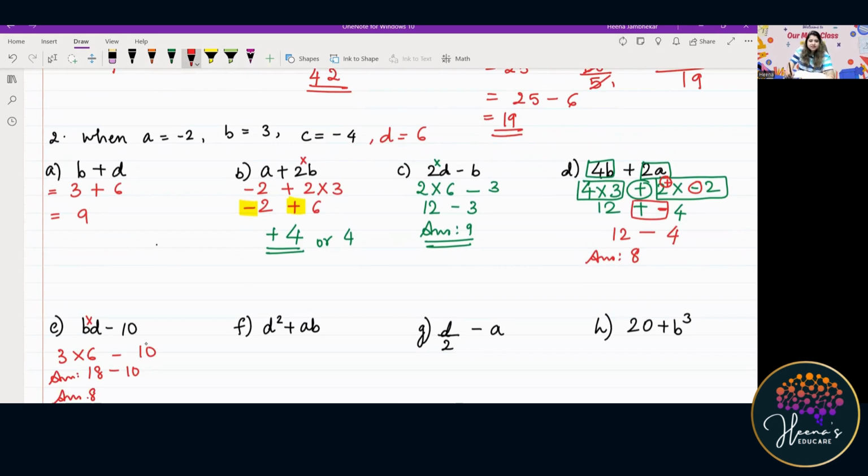It is D square plus AB. What is D square? 6 square plus A multiplied by B. What is A multiplied by B? Minus 2 multiplied by 3. Okay. Please be very careful. Do not do 36 plus minus 2 into 3.